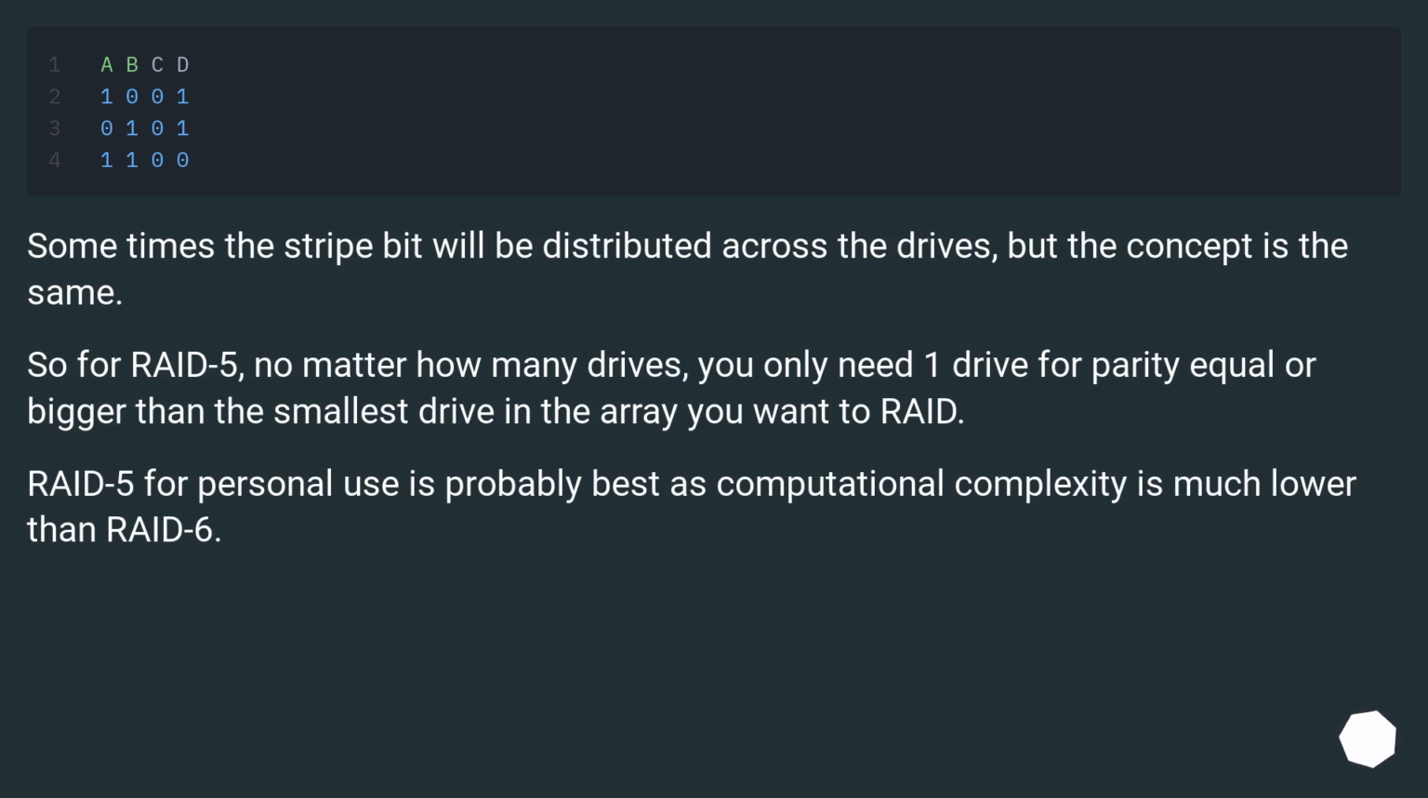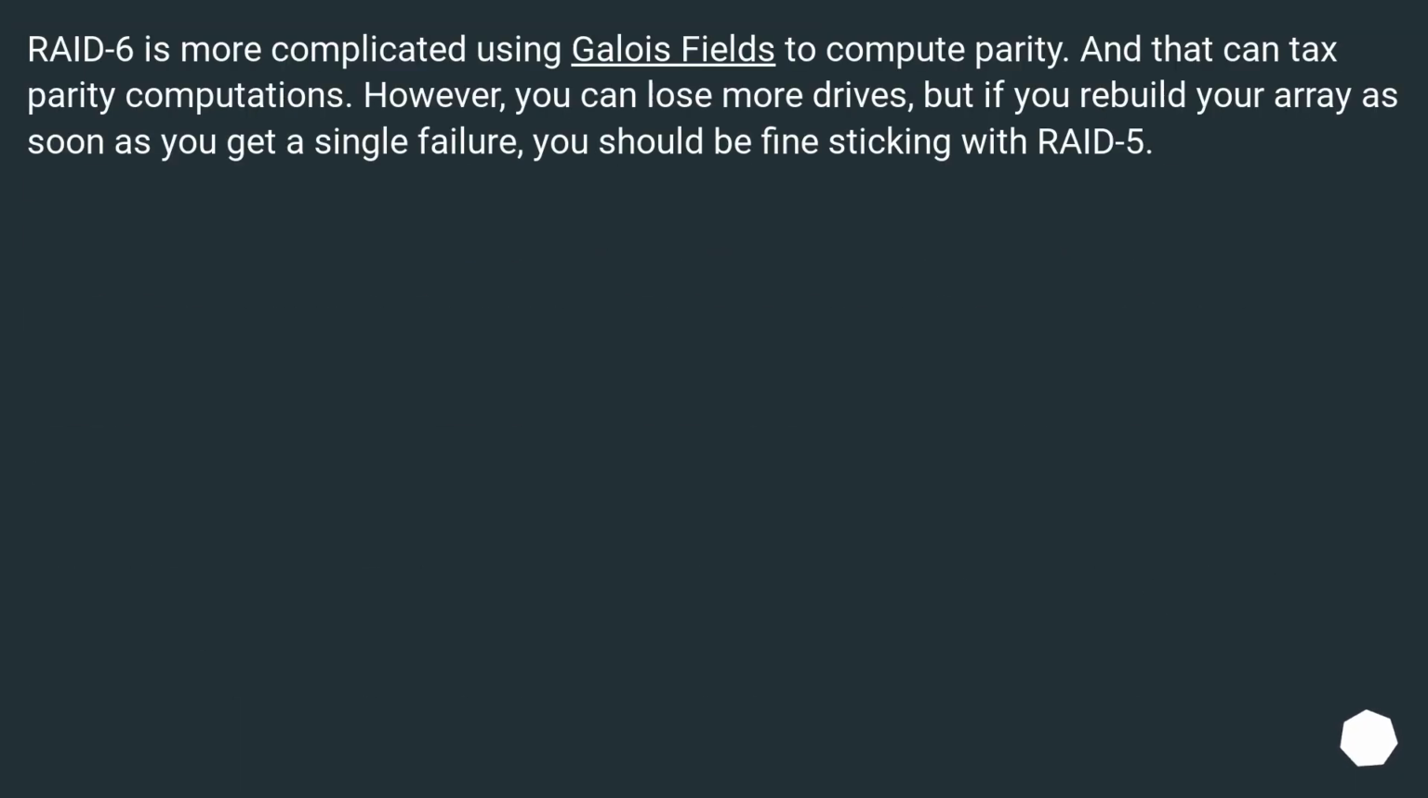So for RAID 5, no matter how many drives, you only need 1 drive for parity equal or bigger than the smallest drive in the array you want to RAID. RAID 5 for personal use is probably best as computational complexity is much lower than RAID 6. RAID 6 is more complicated using Galois fields to compute parity, and that can tax parity computations. However, you can lose more drives. But if you rebuild your array as soon as you get a single failure, you should be fine sticking with RAID 5.